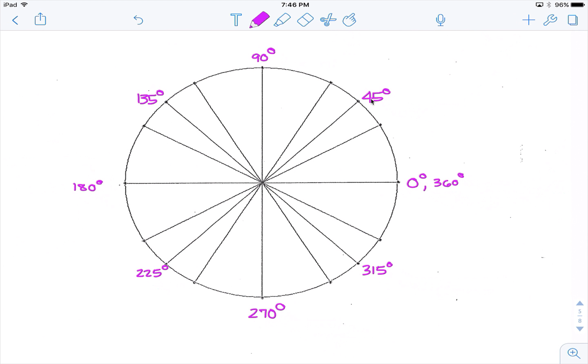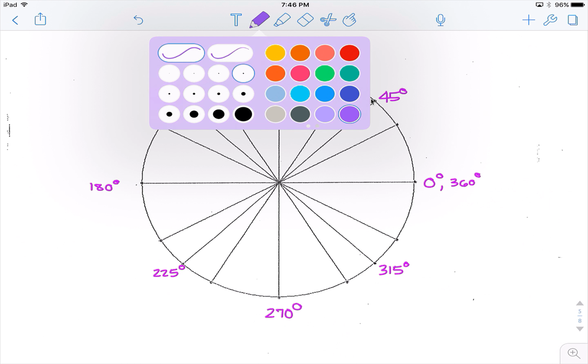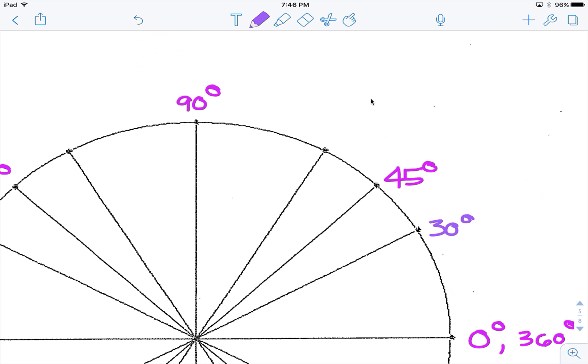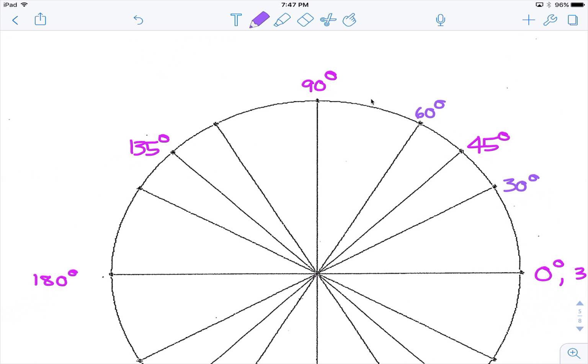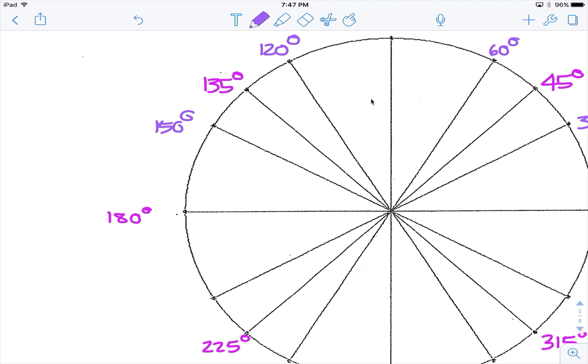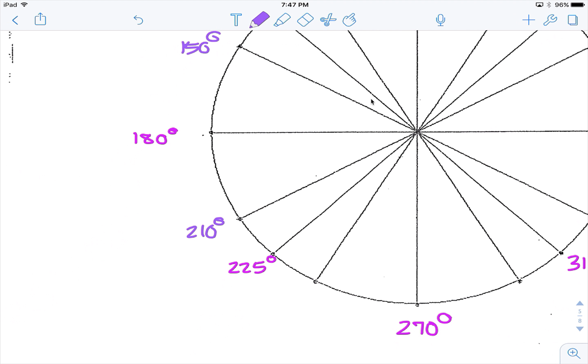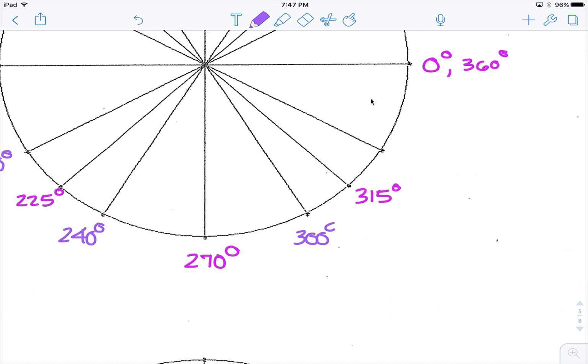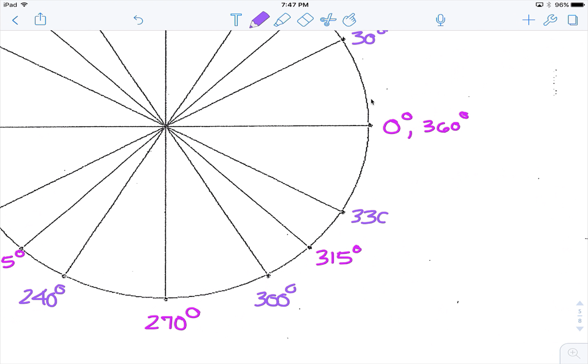Okay, and then next, if we do it in increments of 30 degrees, then the first one would be 30, 60, we already have 90, and then 120, 150, we already have 180, 210, 240, and remember we're just counting by adding 30 degrees each time, 300, 330, and then we would end up back at 360.